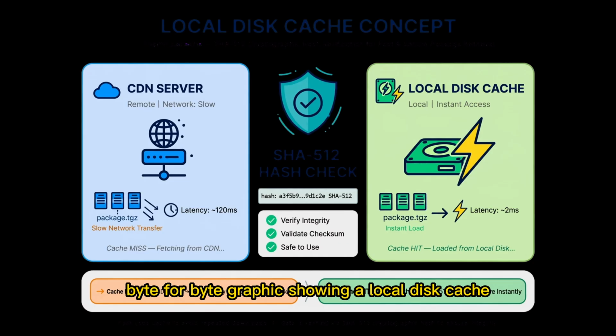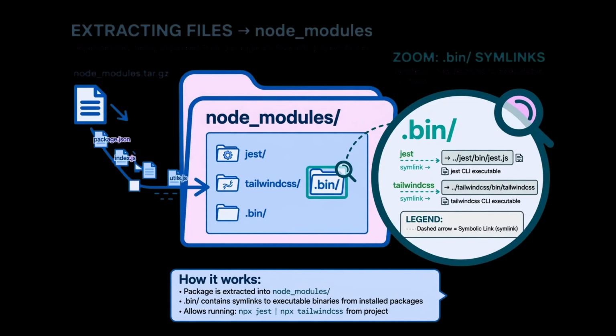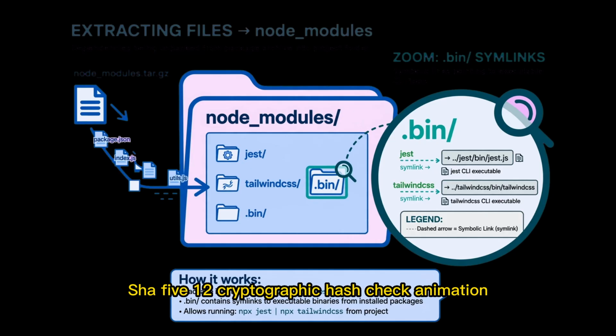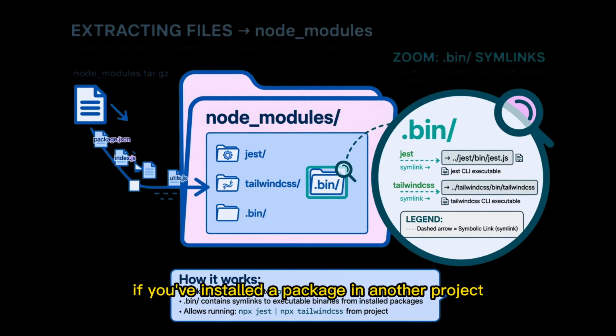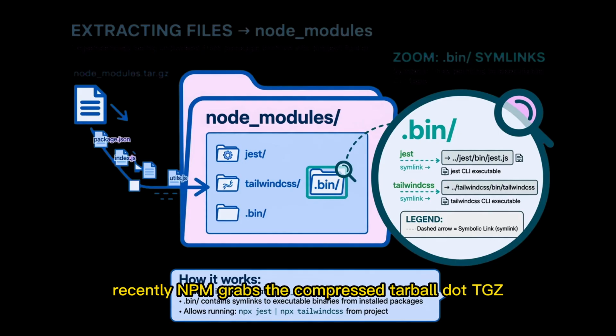Graphic showing a local disk cache, ~/.npm cache. Data flowing from a CDN server versus data pulled instantly from local disk. SHA-512 cryptographic hash check animation. Now that the tree is resolved, it's time to actually get the code. But npm doesn't just blindly download zip files over the internet every single time. First, it checks your local disk cache, located in your home directory under ~/.npm cache. If you've installed a package in another project recently, npm grabs the compressed tarball .tgz straight from your hard drive, skipping the network entirely.